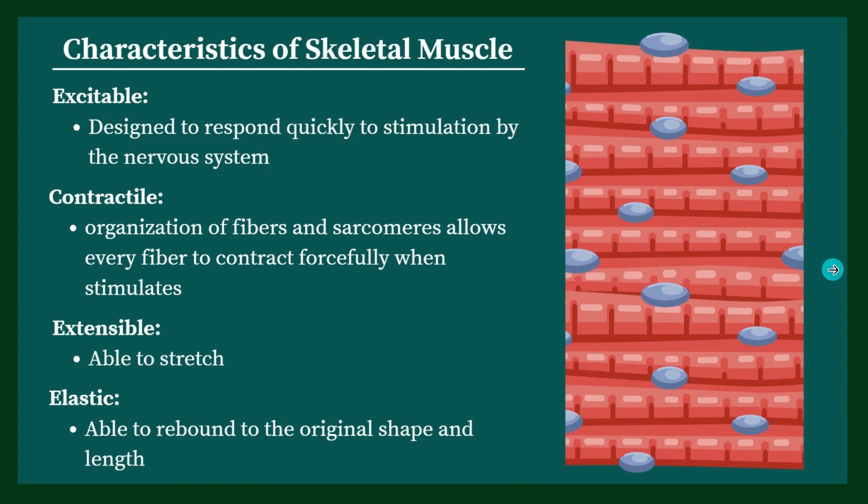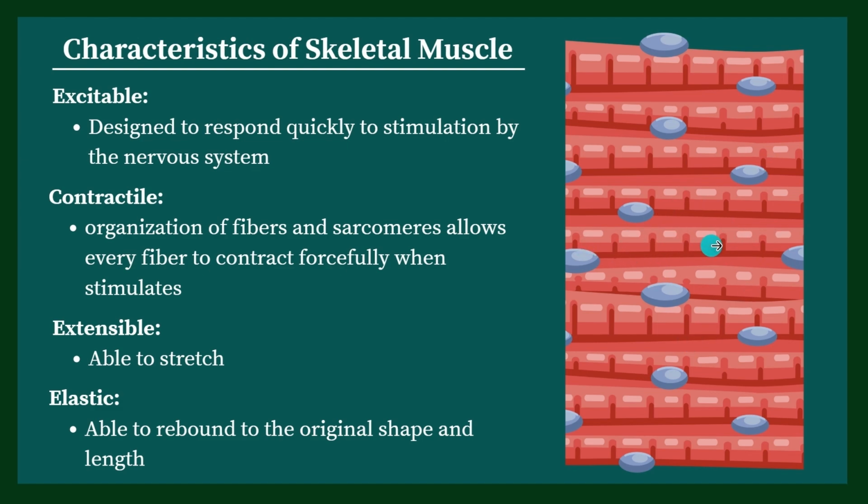Okay, so we're going to talk about the characteristics of skeletal muscle, and there are slightly different characteristics for fascia, and we're going to get into that. But we need to be able to list these 4 characteristics that are different in skeletal muscle tissue than any other tissue in the body. And so what these differences are is that they are excitable, so they're designed to respond quickly to stimulation by the nervous system.